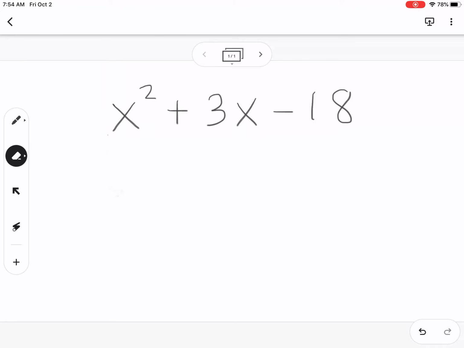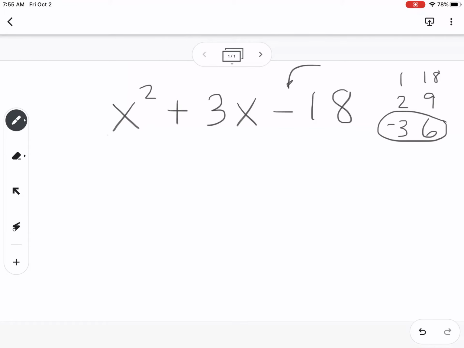So what we're going to do for this is we're going to say what two numbers multiply to negative 18, our C term, and add to 3, our B term. So sometimes you can just see these, sometimes it helps to make a list of factors. So if I think of 18, 18 is 1 and 18, 2 and 9, 3 and 6. Okay, and so one of them needs to be negative because it's a negative 18. So if I were to make the 3 negative and the 6 positive, that would add to positive 3. So those are my factors. So this would be x minus 3 and x plus 6.